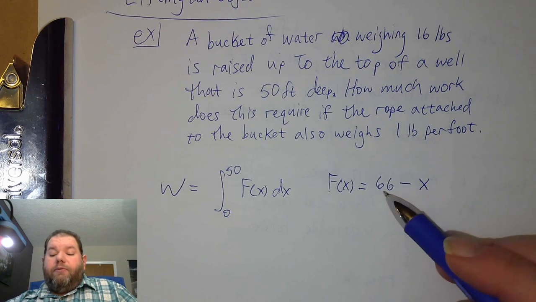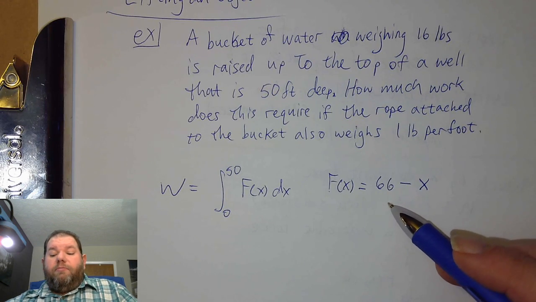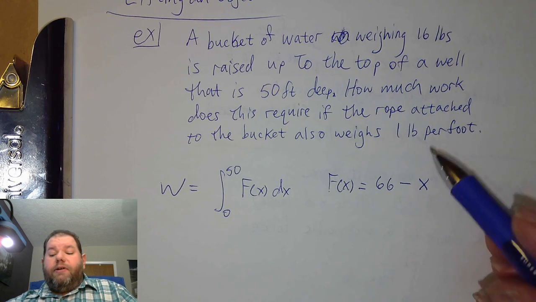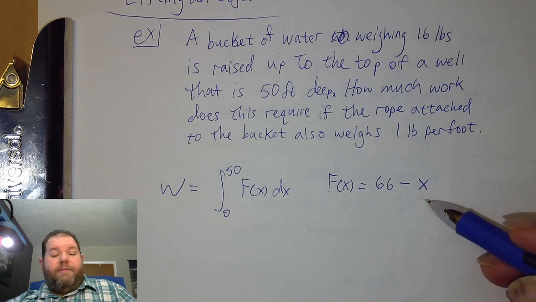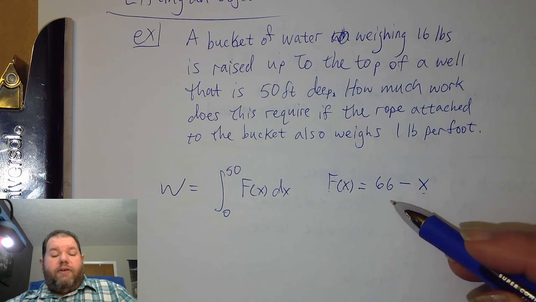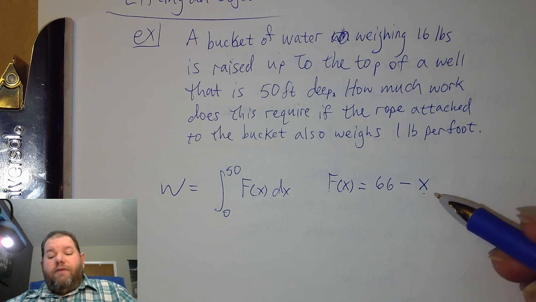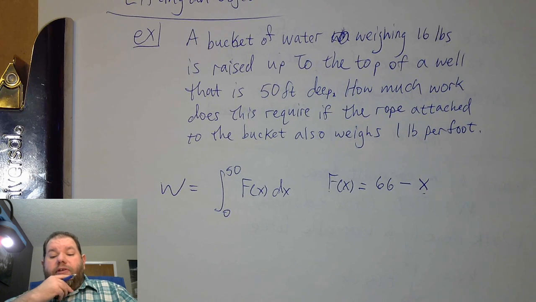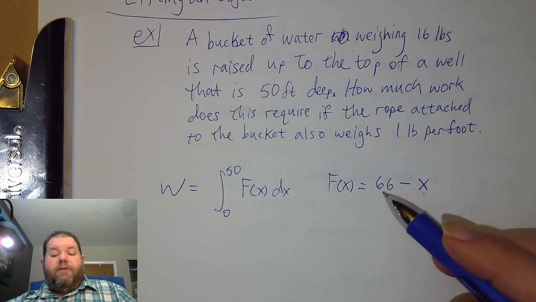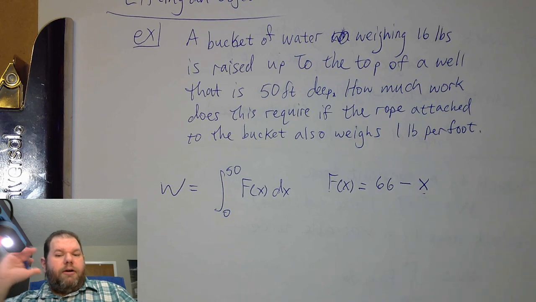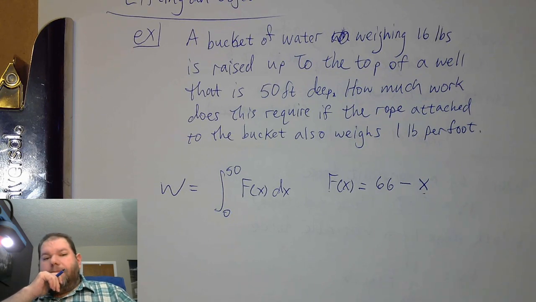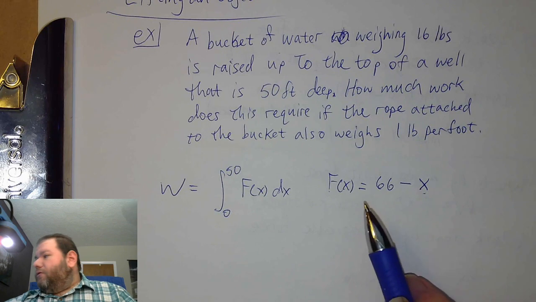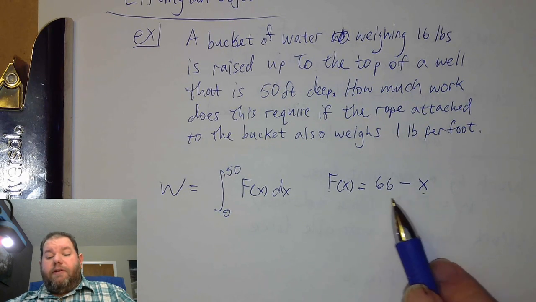And so the idea is that we start off with 66 pounds, but if we lift it 1 foot, now it weighs 65 pounds. If we lift it 2 feet, it weighs 64 pounds. If we lift it 3 feet, it now weighs 63 pounds. And by the time we get to the top, if we've lifted the whole thing up 50 feet, it's only 16 pounds remaining, which is just the bucket of water itself. Okay? Are there any questions on how I got this?